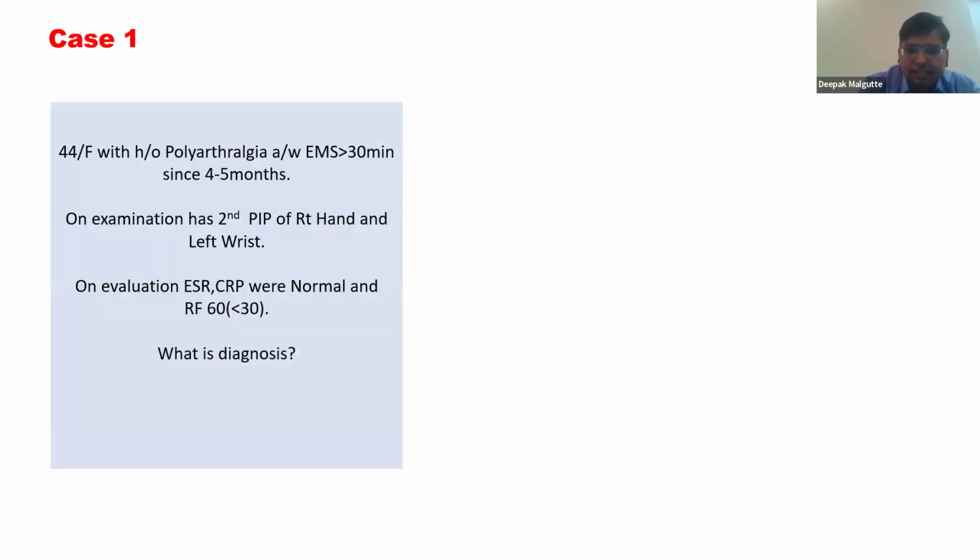Now let's see this case. So here is a 44-year-old female who had polyarthralgia since 4 to 5 months, and her examination showed right second PIP and left wrist swelling.